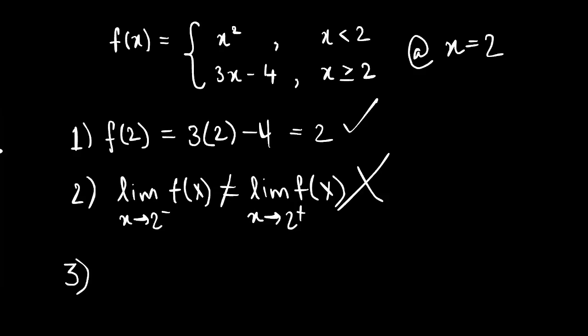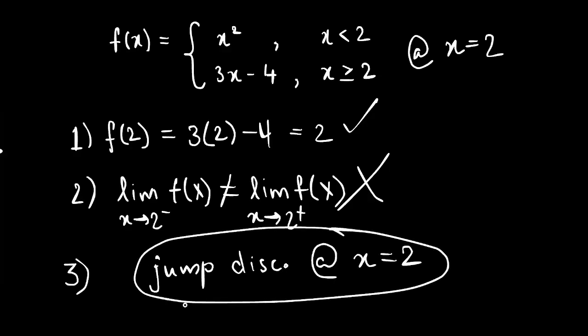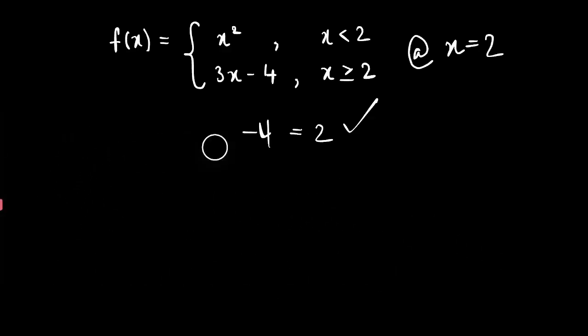And so here we can simply say, because the left-handed limit and the right-handed limit disagree, there is going to be a jump discontinuity at x equals 2. So the function is not continuous, and in fact, it actually has a jump discontinuity at x equals 2. So that is how we solve this problem.